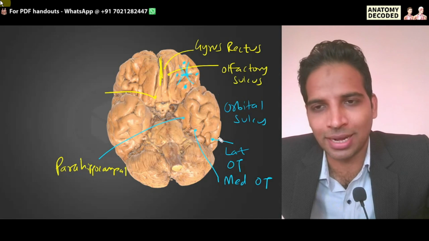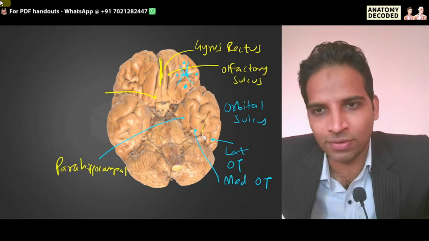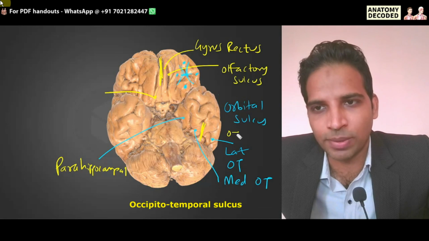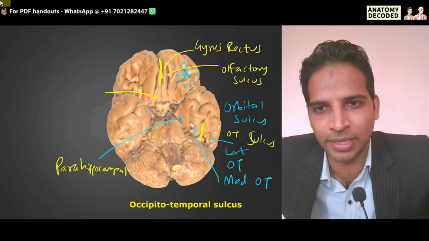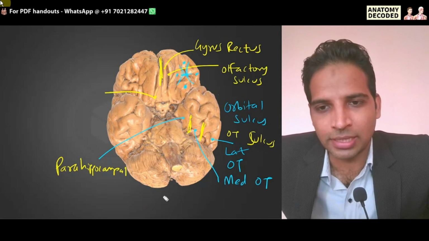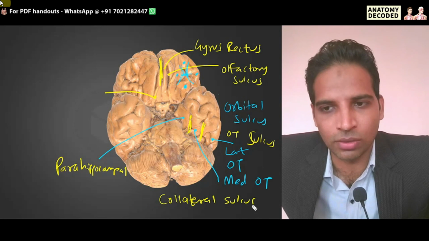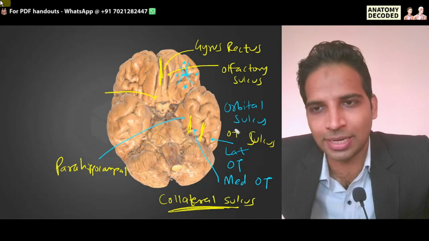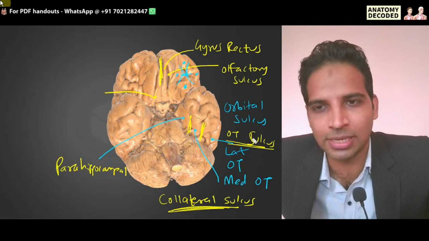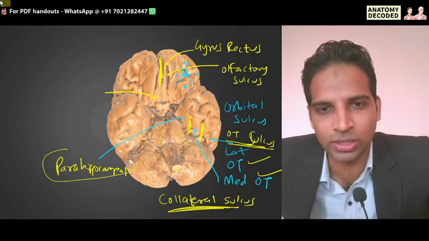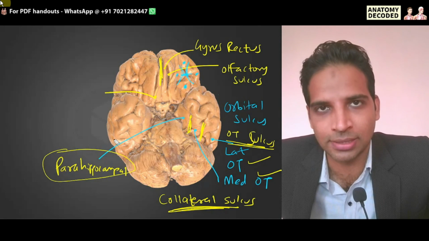And the sulci in between them: the lateral one has the same name as the gyrus, called the occipitotemporal sulcus, and the medial one has a different name, the collateral sulcus. The medial one is the collateral sulcus and the lateral one is the occipitotemporal sulcus. The gyri in relation to them are the lateral occipitotemporal gyrus, the medial occipitotemporal gyrus, and the medial most is this parahippocampal gyrus.